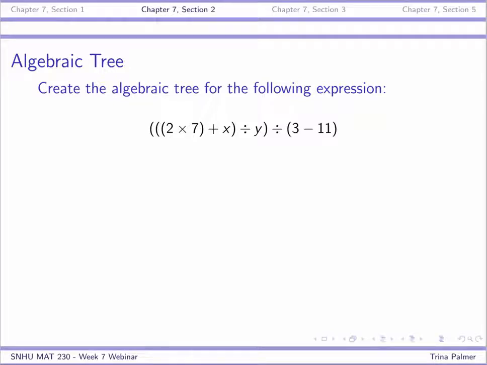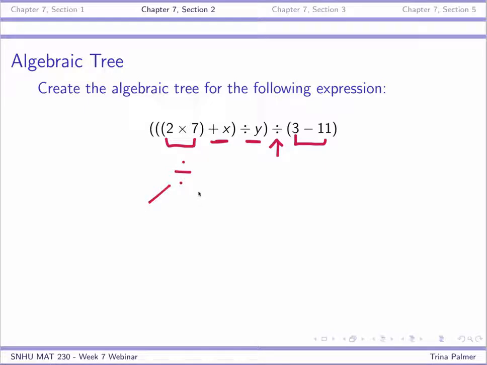So any algebraic expression can be written as a tree. Oh, good, Thomas. I like that you like it. And then the way we're going to think about it is whatever operation would be last goes at the very top. So if you think about what you would do first, kind of the 2 and 7, maybe the 3 and 11 first, then this plus x, then this divide by y, then this division is last. So that's what's going to go at the very top of the tree.